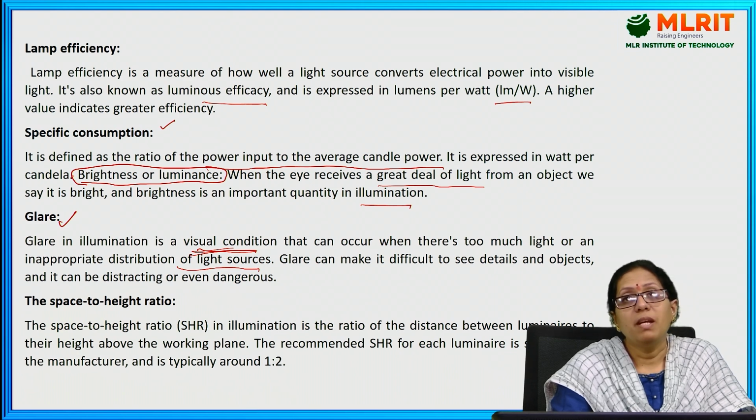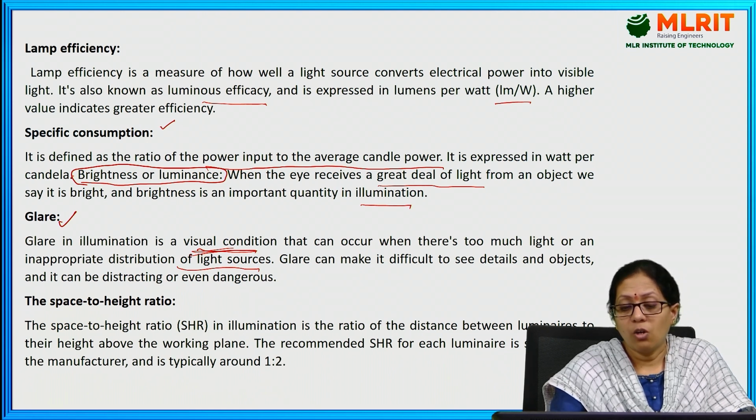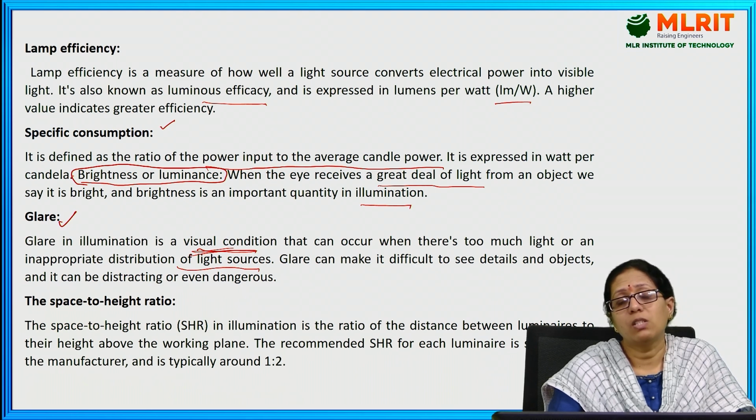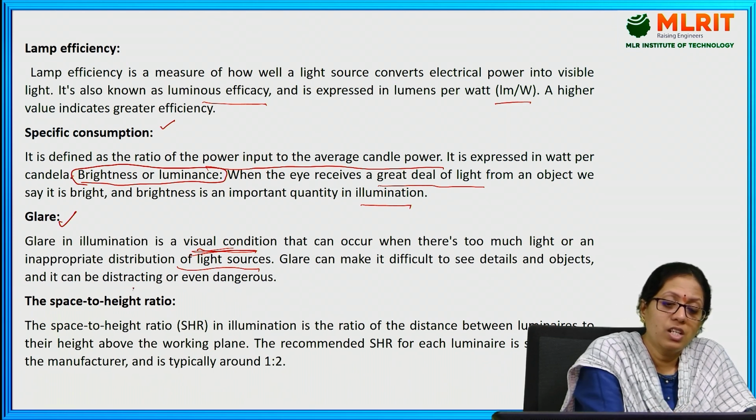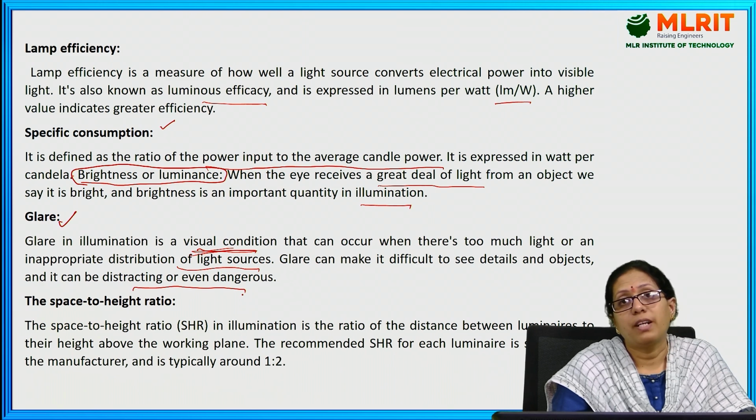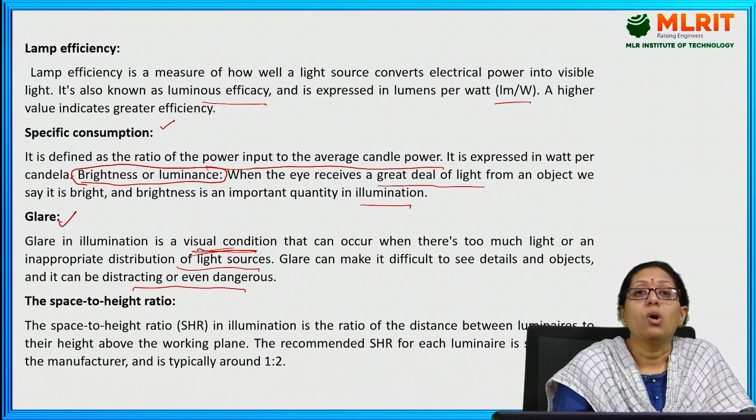Glare can make it difficult to see details or objects. When glare occurs, we will not be able to see a clear picture of the appliance which is placed opposite to that. So glare can make it difficult to see the details and objects, and it can be distracting or even dangerous also.